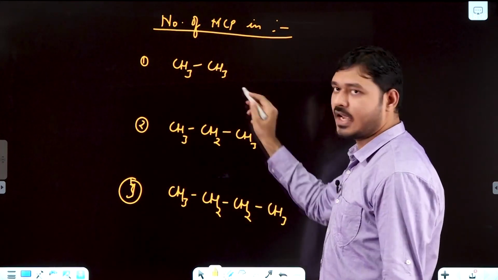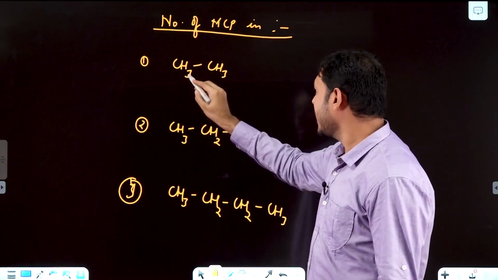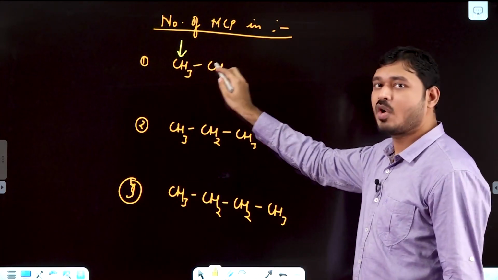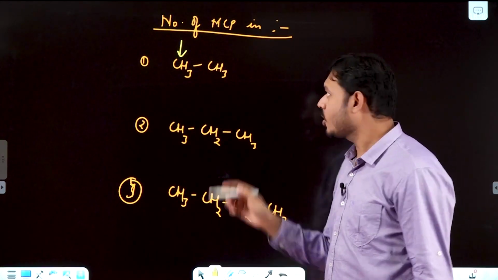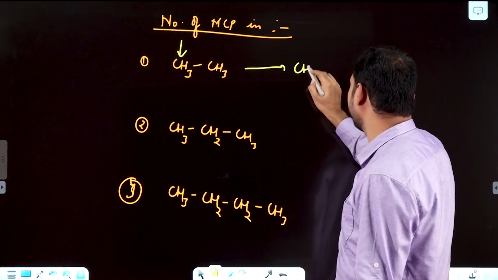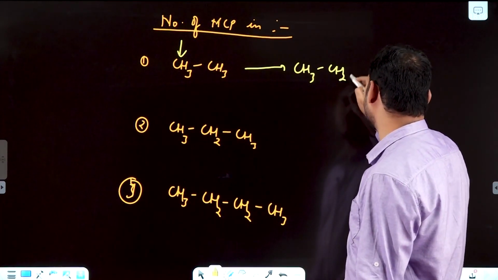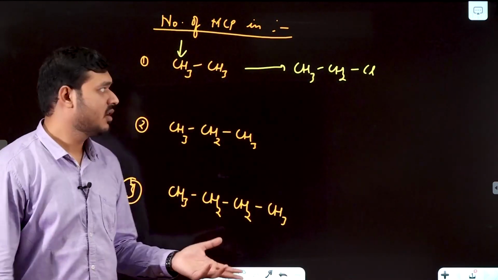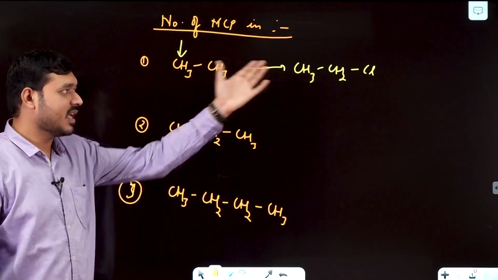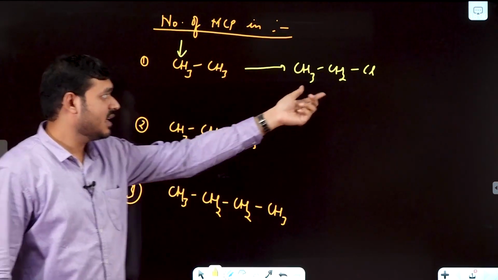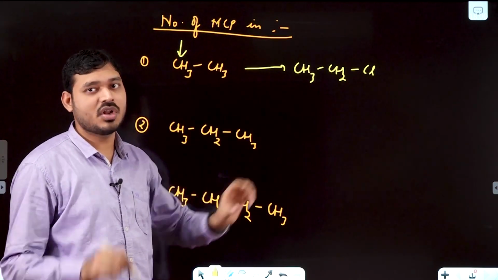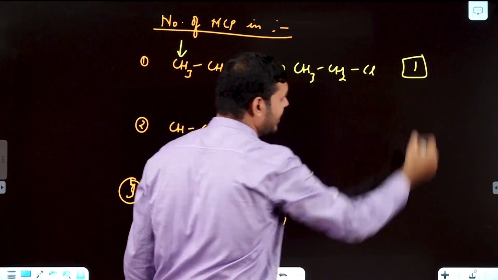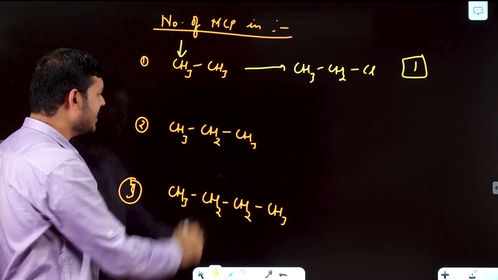In ethane, if I replace any one hydrogen from this carbon or this carbon, that is same, because you will get CH3CH2Cl, chloroethane. Any hydrogen can be replaced by a chlorine atom, right? And it is not a chiral center, so only one monochloro product is possible. So the answer will be 1. Clear? Let's see this one.